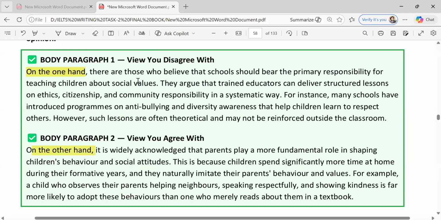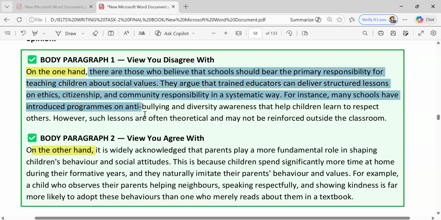So on the one hand, there are those who believe that school should bear the primary responsibility for teaching children about social values. They argue that trained educators can deliver structured lessons on ethics, citizenship, and community responsibility in a systematic way. For instance, many schools have introduced programs on anti-bullying and diversity awareness that help children learn to respect others. However, such lessons are often theoretical and may not be reinforced outside the classroom.